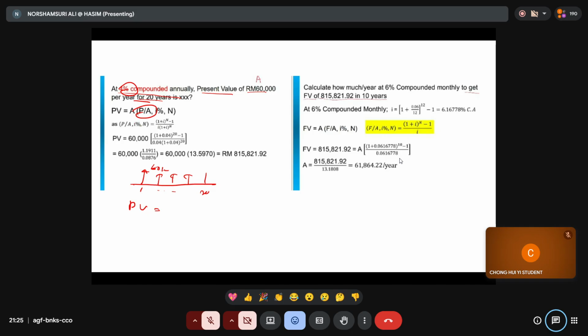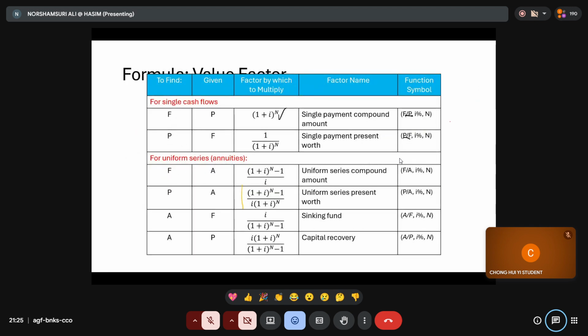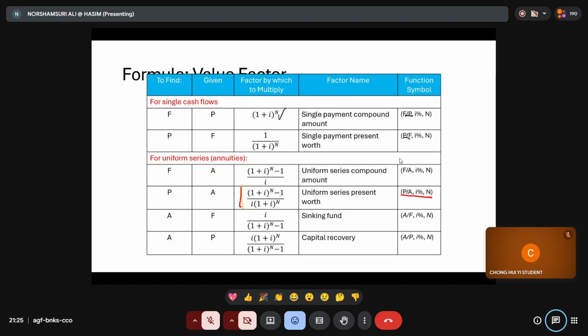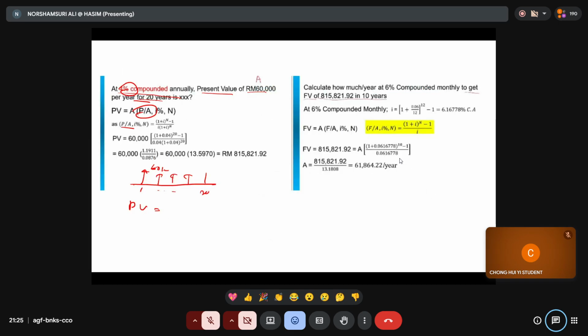Here we can use the formula P over A. So if P over A is this formula, we can use this formula. The formula is (1 plus i) to the power n minus 1, over i times (1 plus i) to the power n.